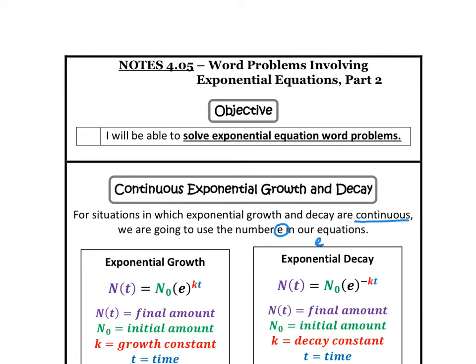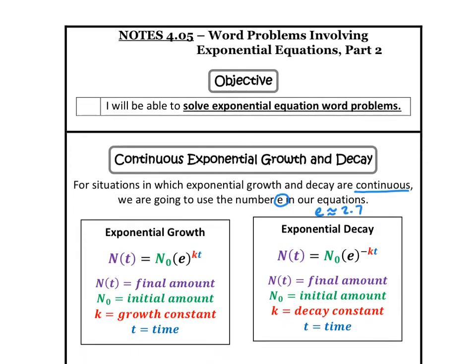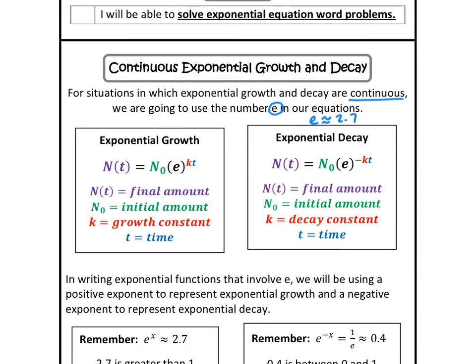Okay, and if you remember, e is approximately 2.7. And so let's look at the equations here.